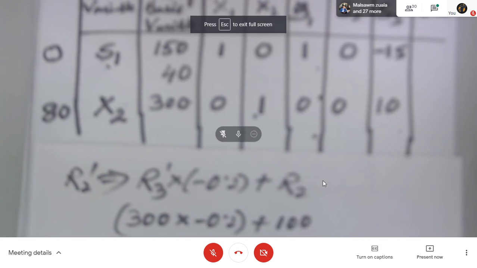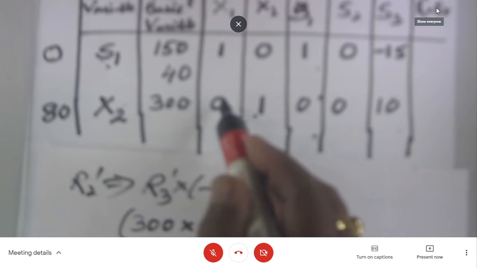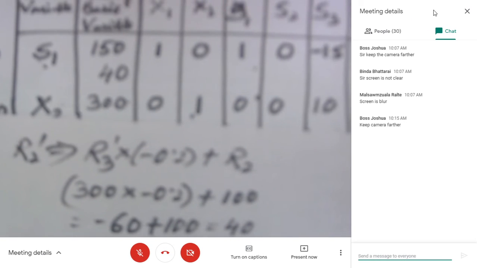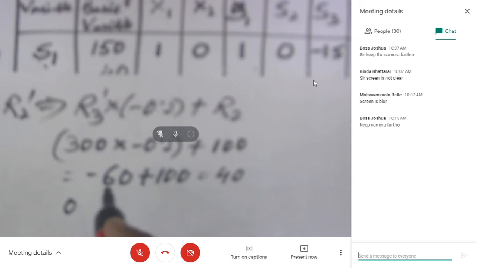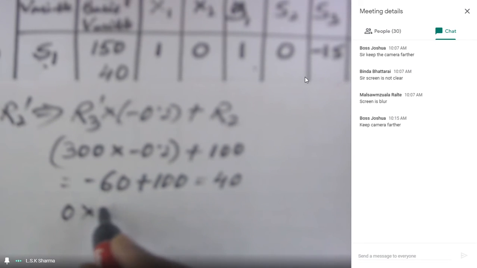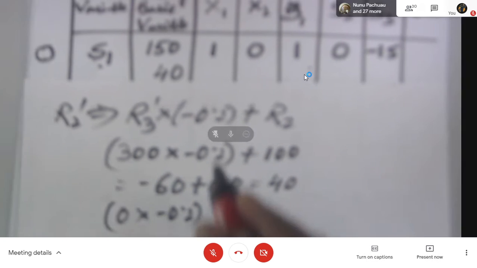Okay. The second one is 0 into minus 0.2 and plus, what was the value out here? The value out here was 0.2. So I put this value out here, 0.2. So this is nothing but 0 into 0.2 is 0 and plus 0.2 will remain as 0.2.